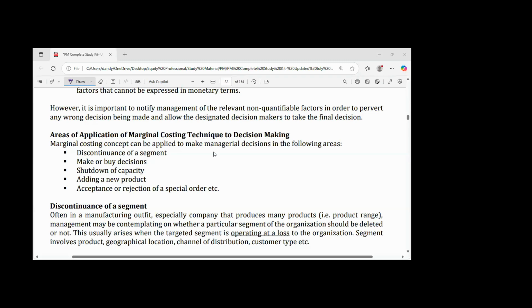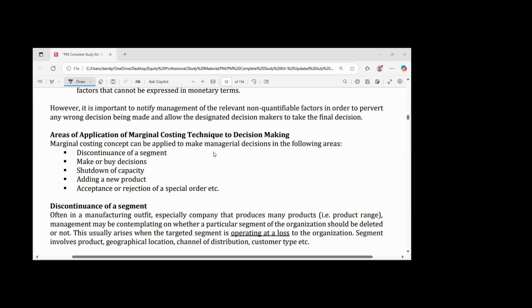Often in an organization, management may be thinking of closing down a particular segment, especially when the affected segment is not profitable. So when you talk about segments, what we simply mean is a type of customer, geographical location, channels of distribution, or products, product line, or type of products. These are the things we usually regard as a segment.